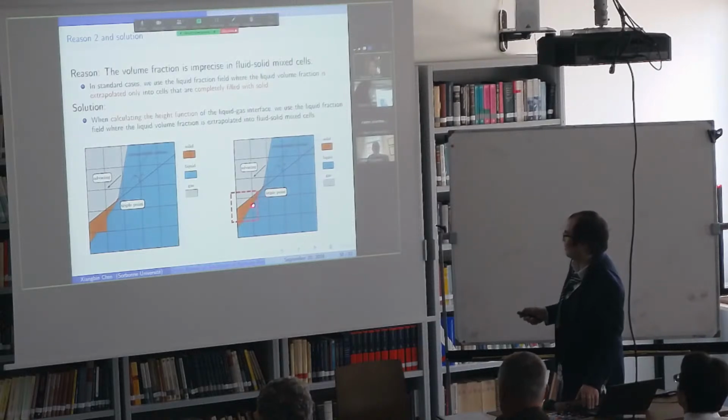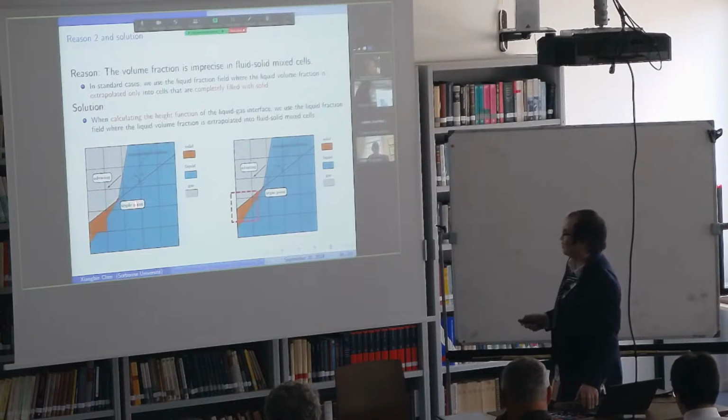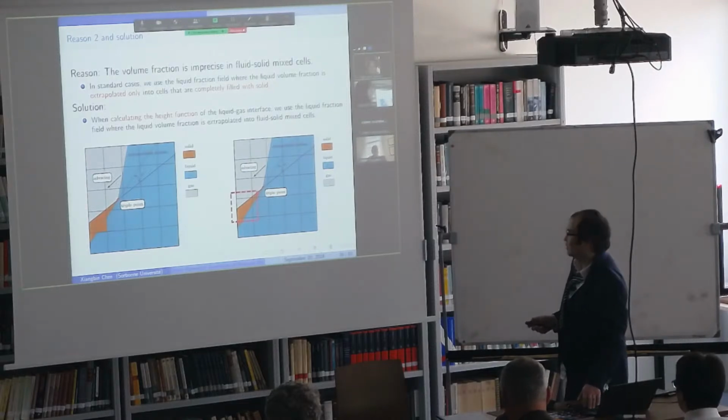And then when we calculate the height function, this position can be properly calculated, and then the curvature would be better. But the reason that the original method doesn't calculate the foam fraction at this position is that if we calculate this one and add the foam fraction to the liquid field, then the total foam fraction will be changed. That means the mass will not be conservative. So for this reason we will only use this foam fraction to calculate the height function.